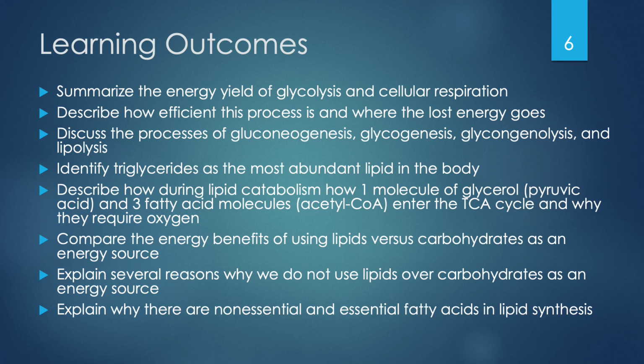We'll describe how during lipid catabolism, how one molecule of glycerol, which is pyruvic acid, and 3 fatty acid molecules are going to enter the TCA or Krebs or citric acid cycle and why they require oxygen to do so. We'll also look at comparing the energy benefits of using lipids as opposed to carbohydrates as an energy source. So then we'll discuss several reasons why we don't use lipids over carbohydrates as a source of energy. And we'll explain why there are non-essential and essential fatty acids in lipid synthesis.